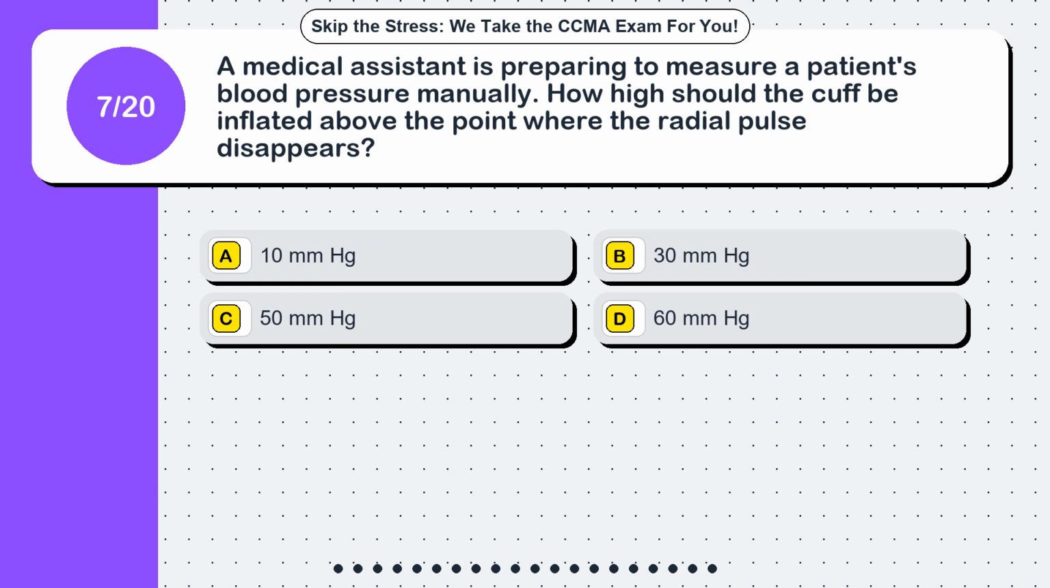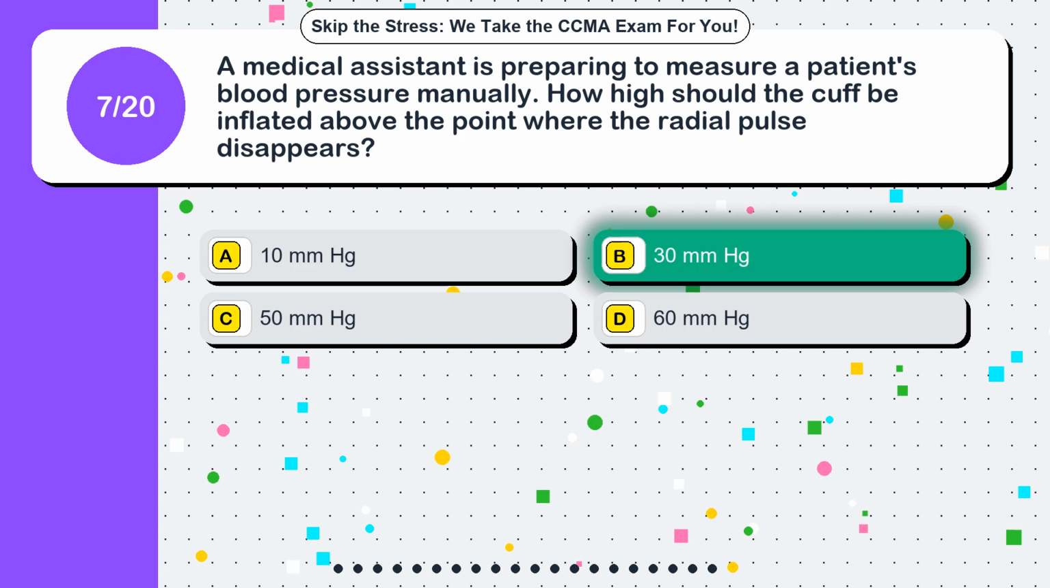Question 7. A medical assistant is preparing to measure a patient's blood pressure manually. How high should the cuff be inflated above the point where the radial pulse disappears? Option A, 10 mm Hg. Option B, 30 mm Hg. Option C, 50 mm Hg. Option D, 60 mm Hg. The correct answer is option B, 30 mm Hg.